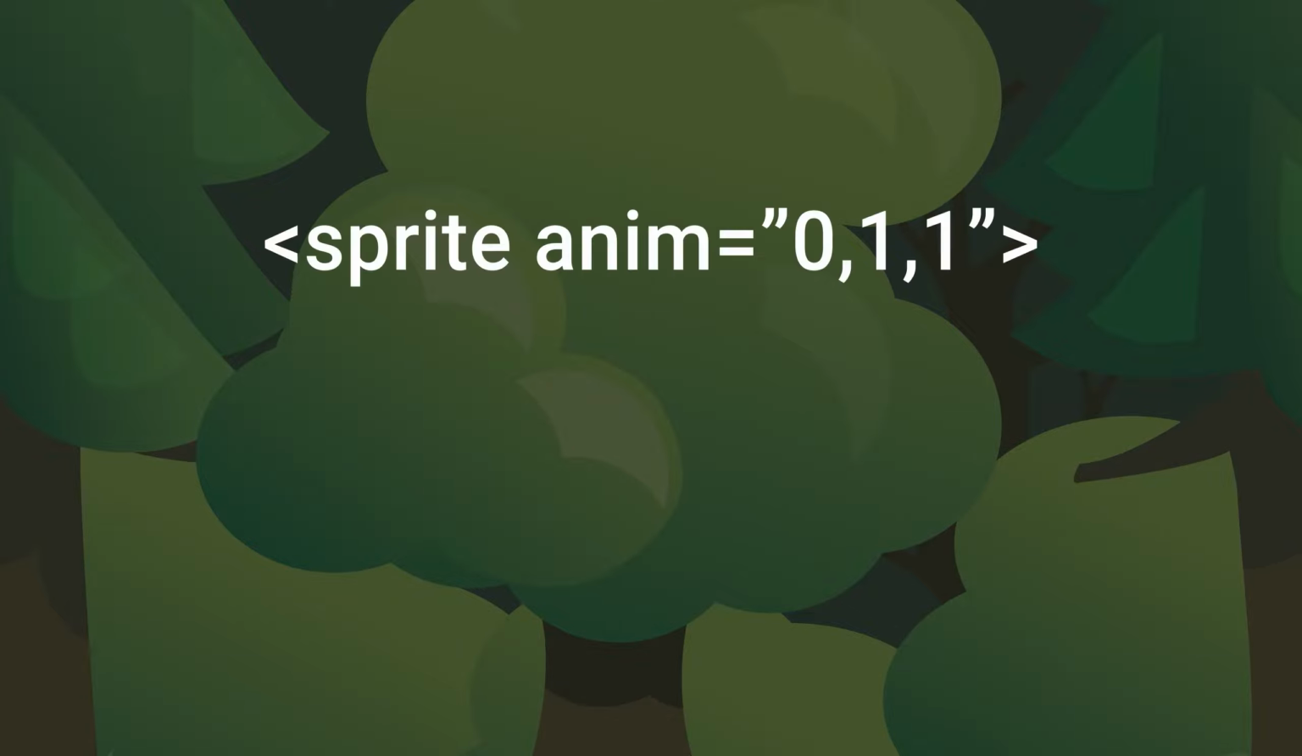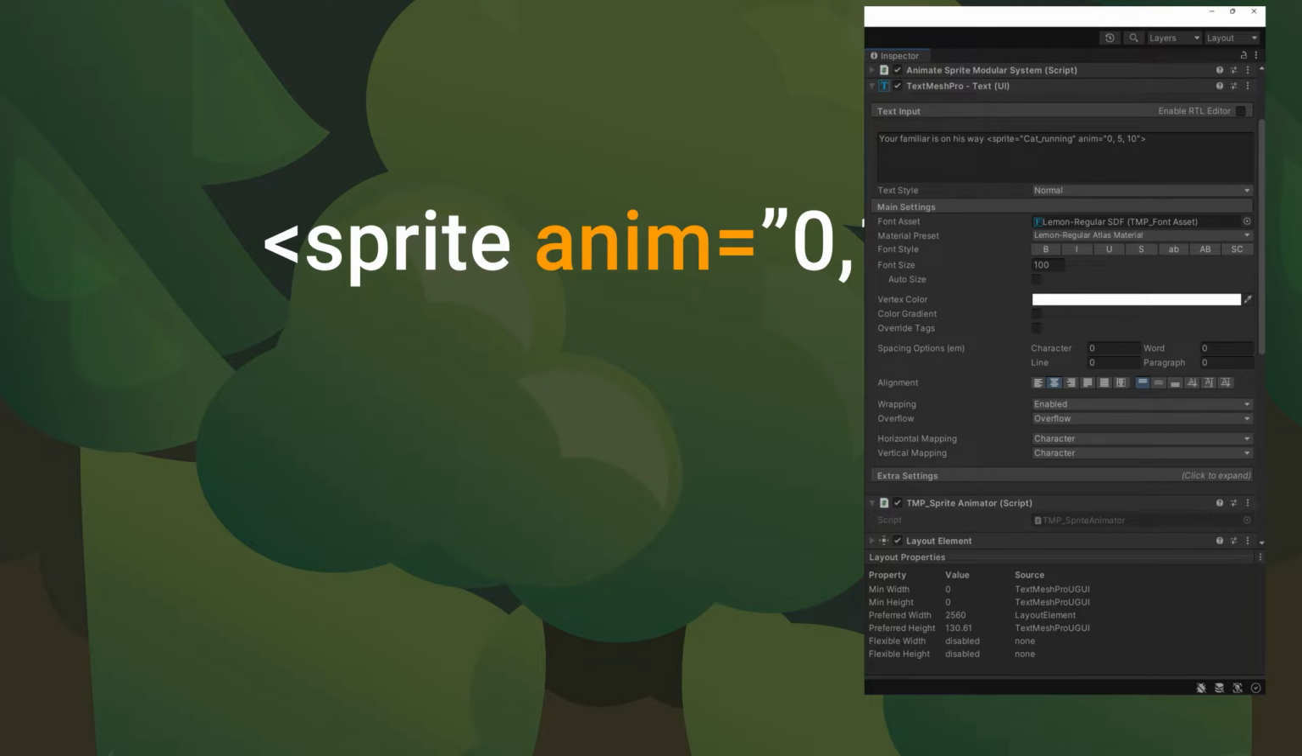The basic syntax you'll need to animate sprites is super simple. Sprite anim equals 0,1,1, but it can be extended in several ways. Let's take it apart. Sprite is for using a sprite, obviously. Anim is for telling TMP that we will be using an animation for this. This tag will create a TMP animator on your game object.